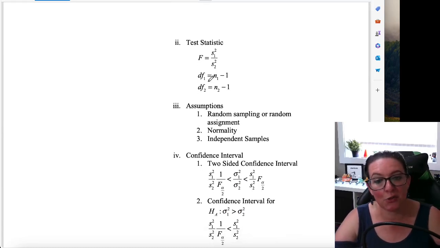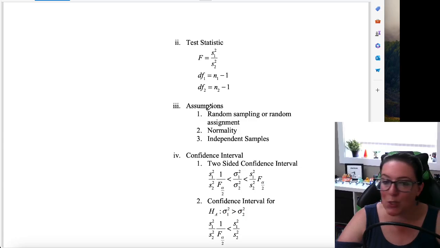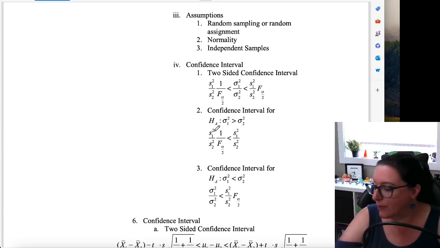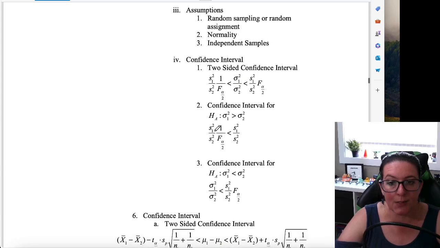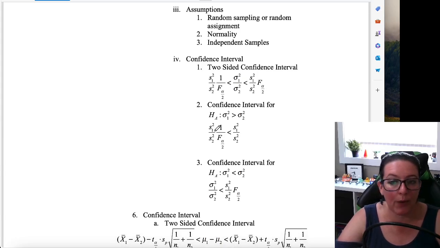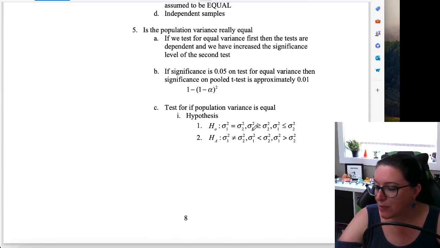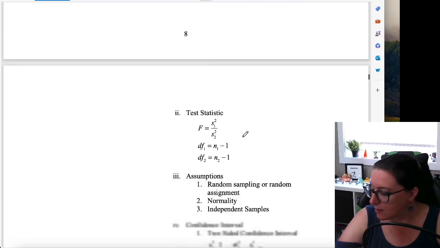Use a different distribution table. It has its own set of assumptions: random sampling, normality, and independent samples. And it can, of course, have its own confidence intervals as well. And I'll show you how, when we get to Python, how to do this test in terms of equal variance.